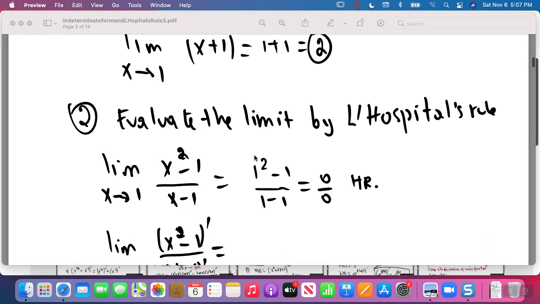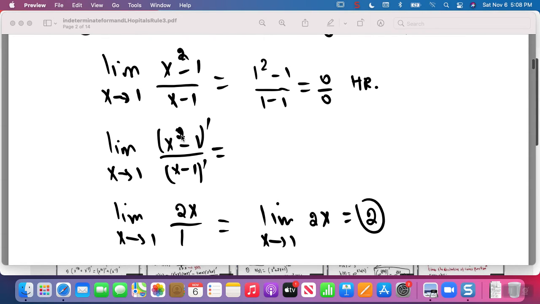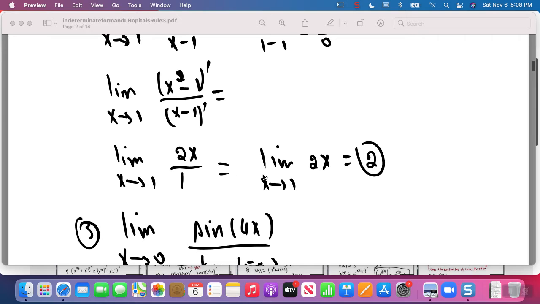But let's apply L'Hopital now in this case. So again, to apply L'Hopital, when we have this limit, we plug in 1 for x, we get 0 over 0. So that gives us the green light to use L'Hopital because we have a 0 over 0. L'Hopital says to take the derivative of the numerator, which means we take the derivative of x squared minus 1, which gives us 2x. And when you take the derivative of the denominator, it gives us 1. So we end up with the limit of 2x as x approaches 1, which is basically 2 times 1, which is 2.